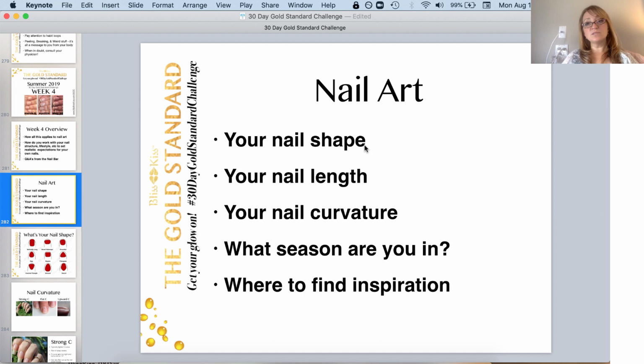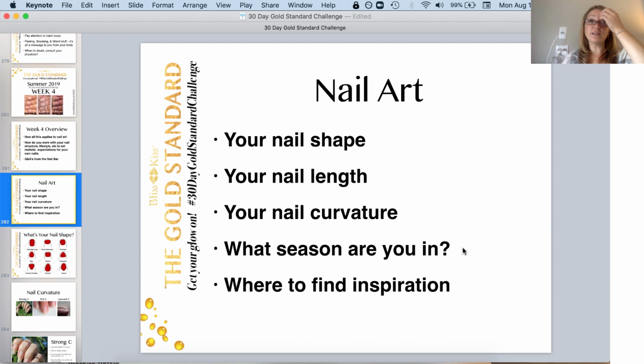So some of the first things that we want to look at when you're considering nail art and the different types of nail art: you want to look at your nail shape, your nail length, your nail curvature. We'll talk more about what that means. And we also want you to consider what season you are in, because that affects the longevity and the way that you approach your nail art and your expectations around it. And then we're also going to give you some tips on where to find inspiration for nail art.